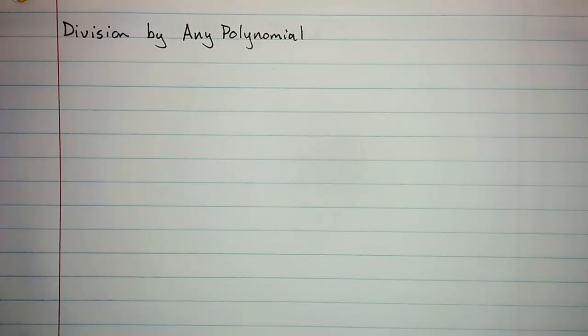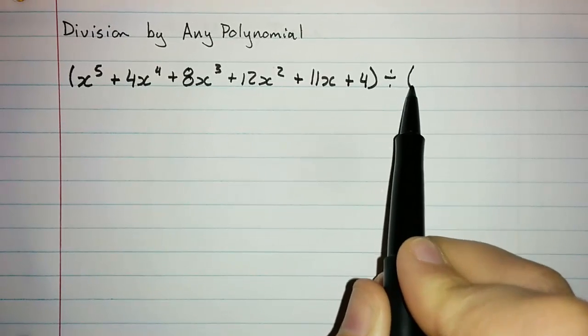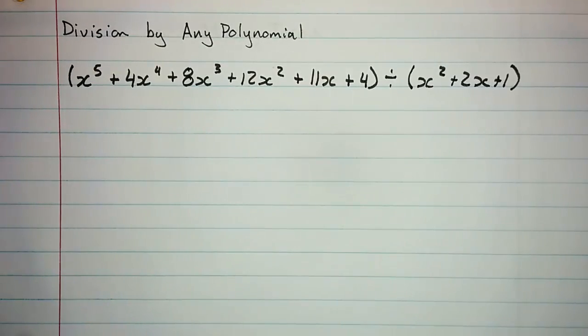We don't need to restrict ourselves to dividing only by linear binomials. In fact, we don't need to restrict ourselves to dividing only by binomials at all. We might confront some organizational challenges when we're dividing by more complicated objects. We'll see that in a future video. For now, though, let's see how we would go about it if we wanted to divide this polynomial by the trinomial x squared plus 2x plus 1.